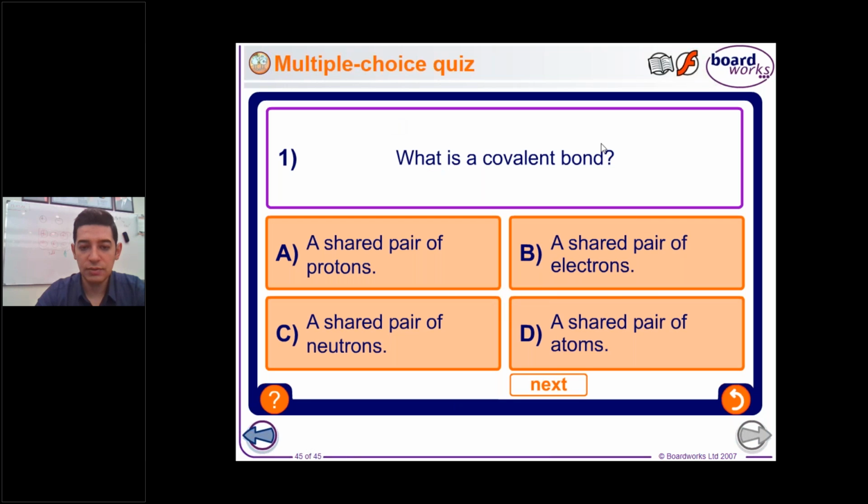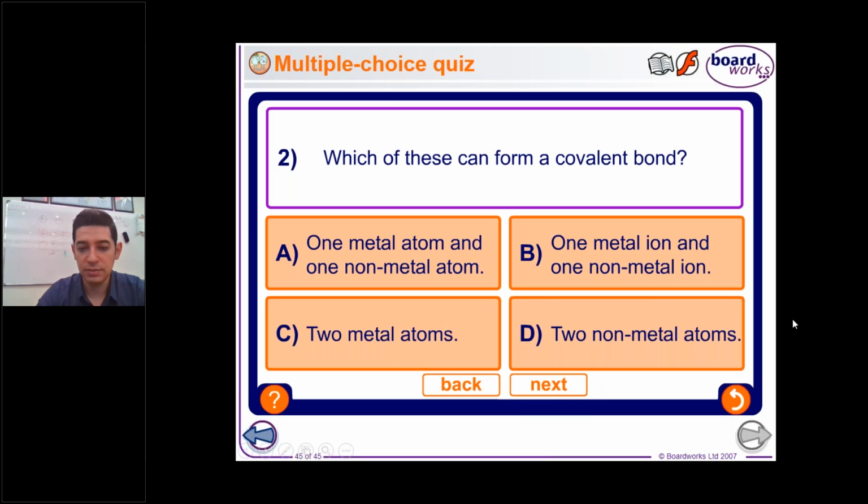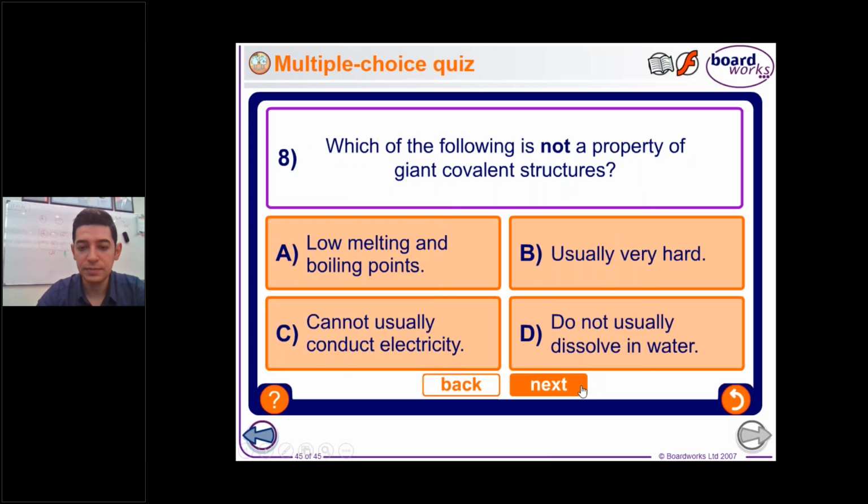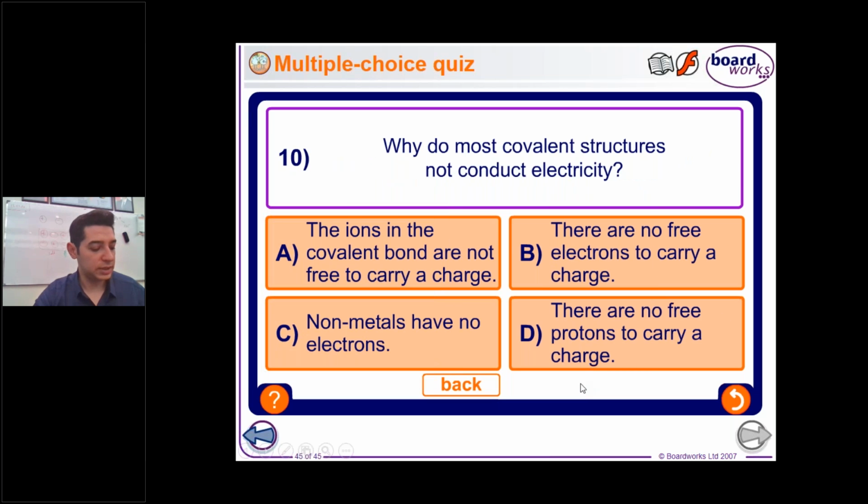Multiple choices. For example, what's a covalent bond? Shared pair of protons, no. Shared pair of neutrons, no. We are not sharing any proton or neutron in the bonding, but shared pair of electrons, yes. Again, which of these can form a covalent bond? We say that a covalent bond is formed between two nonmetals, so you have to choose nonmetal atoms here. So this is what you have to practice at home.